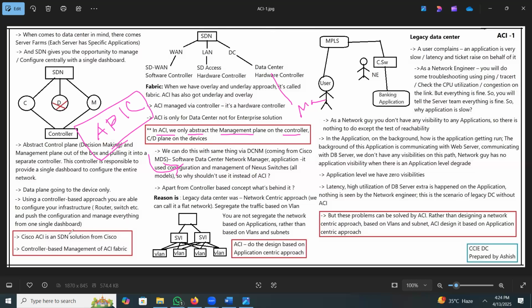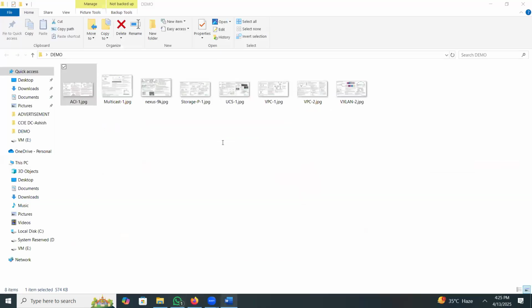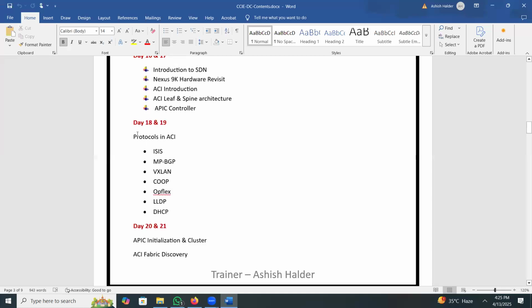So I will describe everything. I will go for the first 10 classes on theory and the last 10 classes on different labs. Then the protocols on ACI, there are different types of protocols on ACI, such as IS-IS, MP-BGP, VXLAN, COOP protocol, OpFlex, LLDP, DHCP. I will describe their behavior and characteristics. Okay, so I will describe everything.